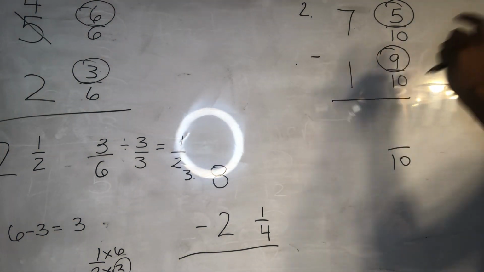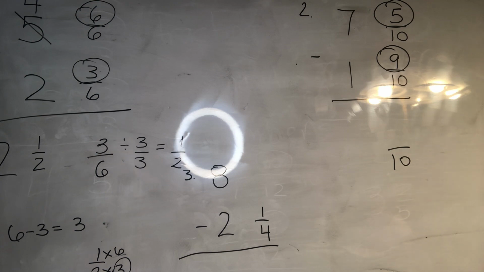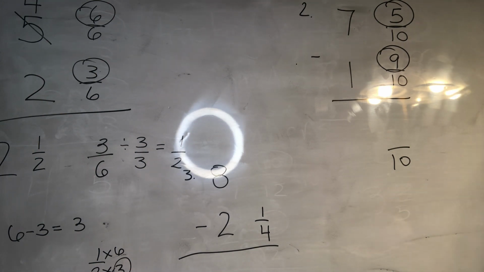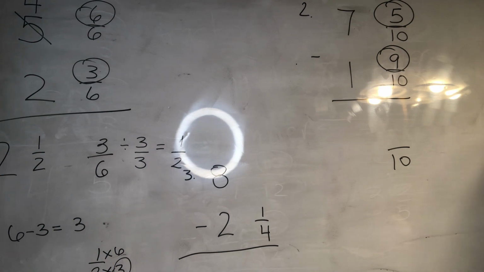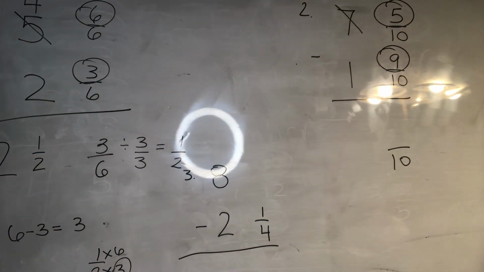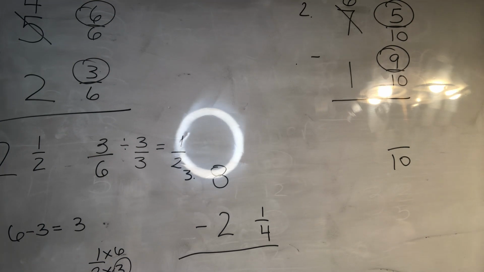However, 5 we cannot take 9 from. If you have 5, you cannot subtract to get a positive number. So therefore, this is going to stop us immediately, and we have to go in and borrow. So we're going to go to that 7, and we're going to make that now a 6. Put that 6 right over top.